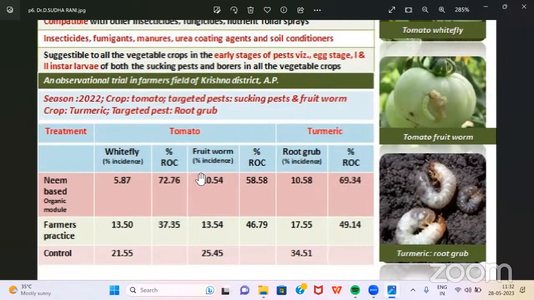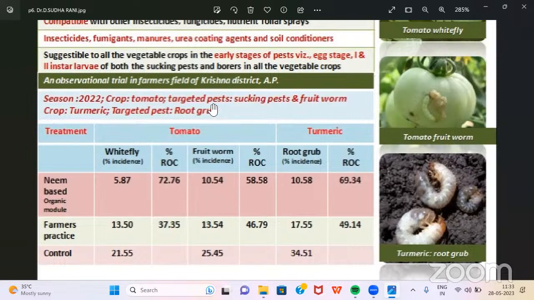So initially, if we have sprayed the neem-based products and another organic module, we could have recorded a 72% reduction over control with respect to whitefly in tomato, and 58.58% with respect to fruit worm in tomato. Whereas in farmers' practice, they have recorded only 37% reduction with whitefly and 46% with regards to fruit worm in tomato.